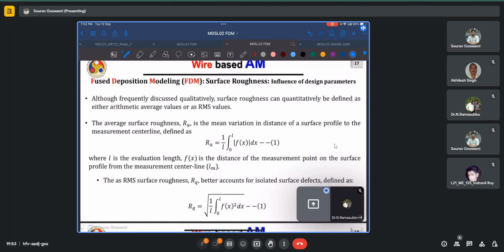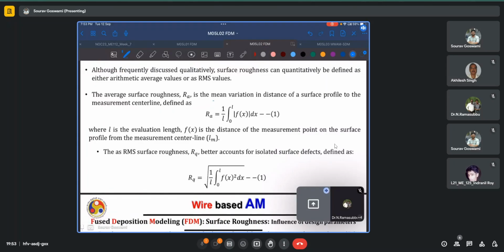The surface roughness of these parts, which is induced by the stair stepping effect, or even the consistency or the perturbations in the deposition of each layer, can actually be quantified using the usual surface roughness metrics such as the centerline average Ra, or the root mean square surface roughness, which is Rq, and their mathematical formulation is given here.